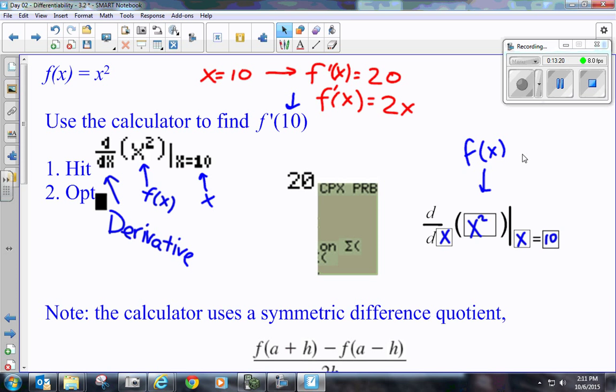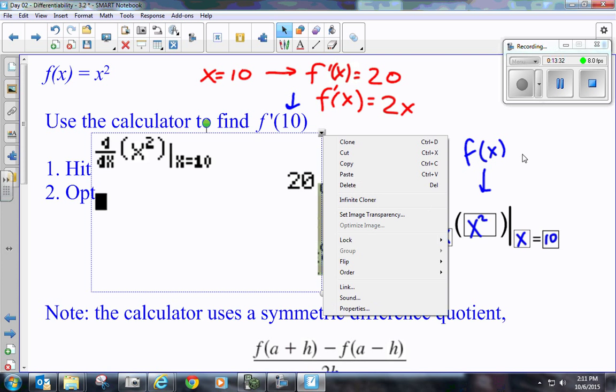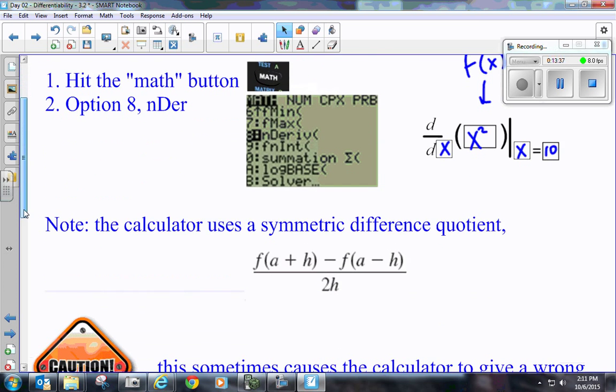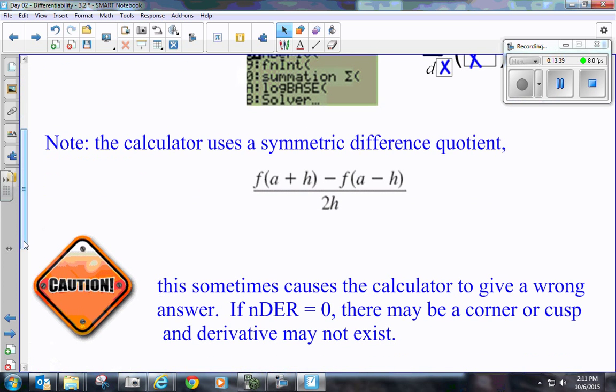But do you want to know the cool thing? I'm going to tell you something cool. Your calculator does not use the difference quotient. Your calculator does not use f of x plus h minus f of x all over h, the limit as h approaches 0. I know you're distraught. Your calculator actually uses the symmetric difference quotient.